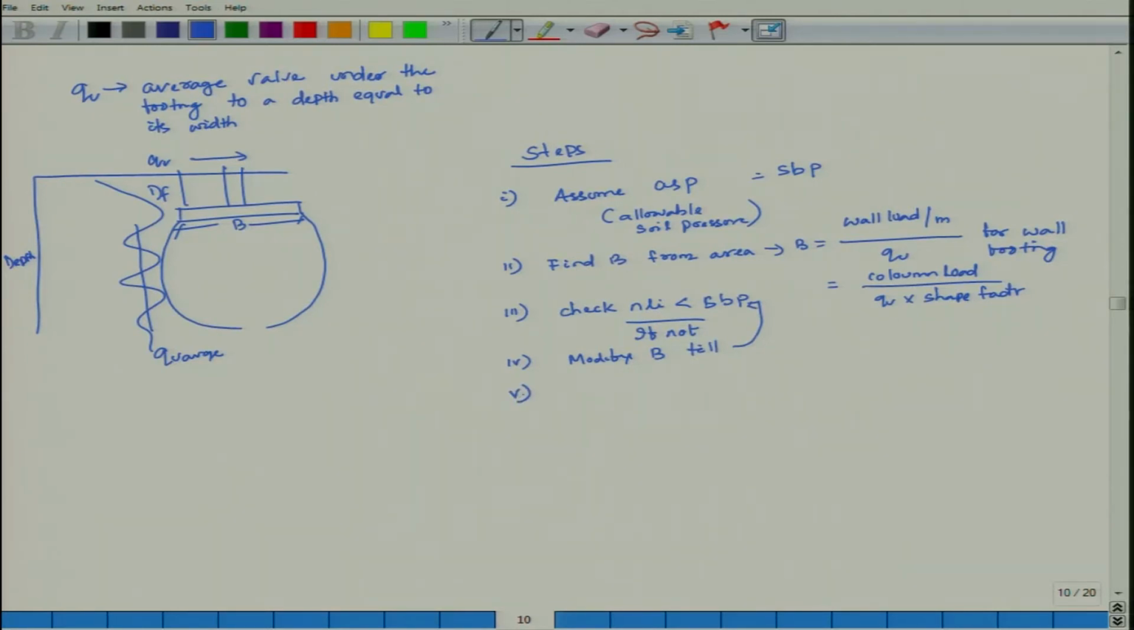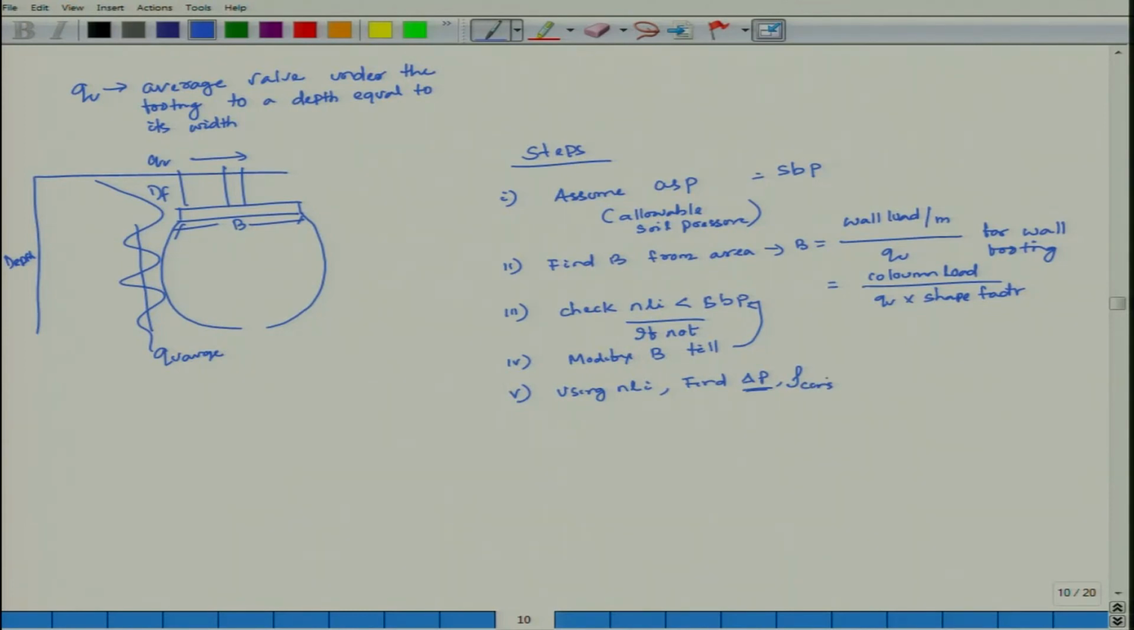Then step 5, using net load intensity, find delta P, the increase in stress because of your loading. Then find rho, the consolidation settlement. Then step 6, check that settlement should be less than or equal to the permissible settlement.